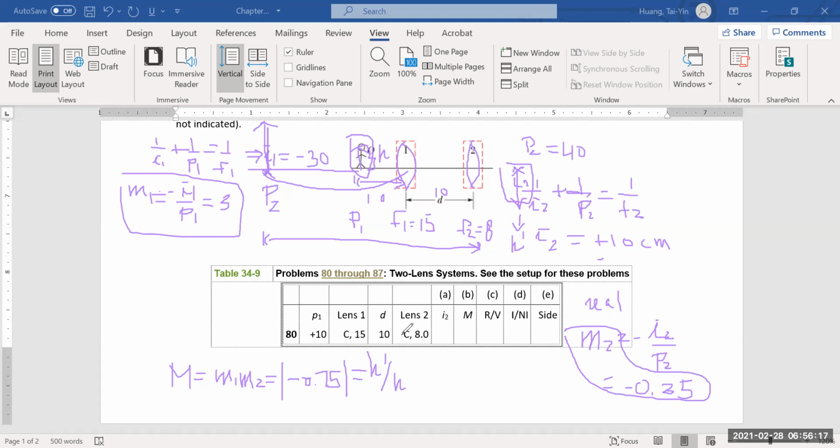This problem did not ask you about the height because it's not given. But just so you know, if you were asked to find the image height, this is basically how you would do it. So you can see that this is how you apply the lens equation for a two lens system.